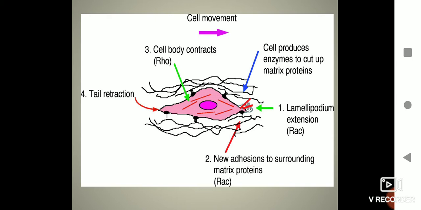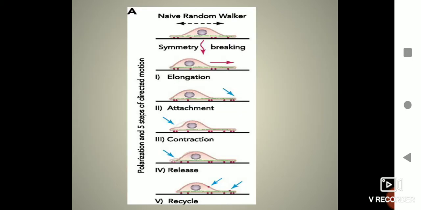And finally, whatever integrins were used for attachment, they will be recycled again. And here is again another diagrammatic representation of the same process, more clear. This answer is complete only when you draw the diagram. So I would request you to learn this diagram, because here you can clearly see the movement.